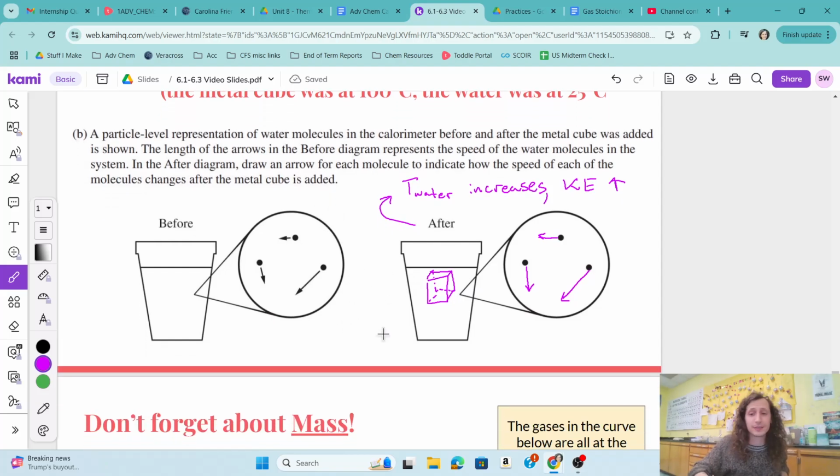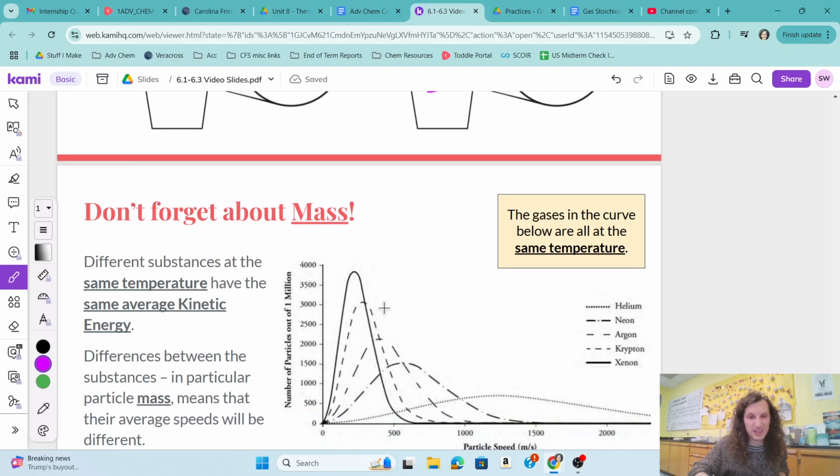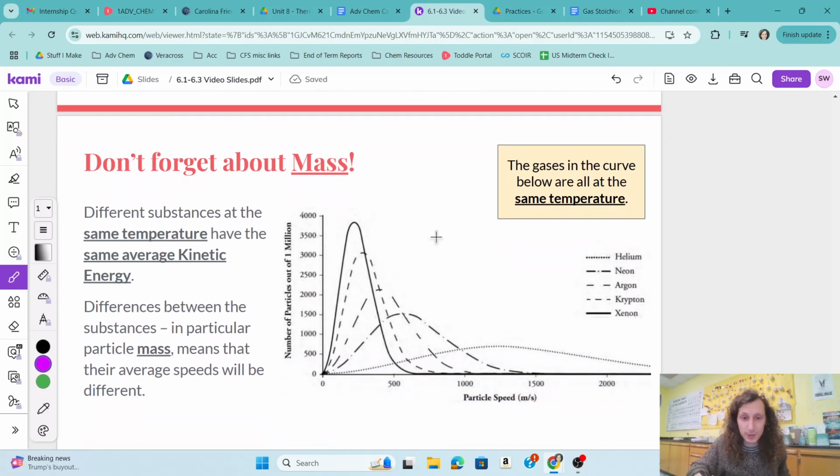Now, since that was on the FRQs last year, it's probably not going to be there this year, but it might show up in multiple choice. I don't know.